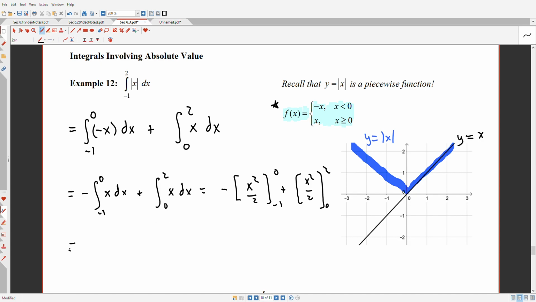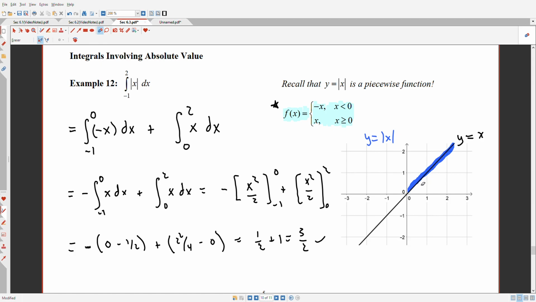So I believe I get from there negative 0 squared over 2 minus 1/2 plus 2 squared over 4 minus 0. So that becomes 1/2 plus 4 over 4. So that just becomes 3/2. And you can totally do this off to the side here completely visually.